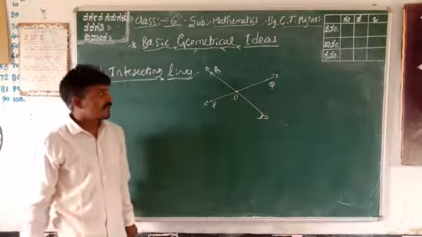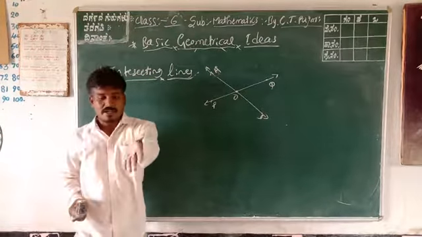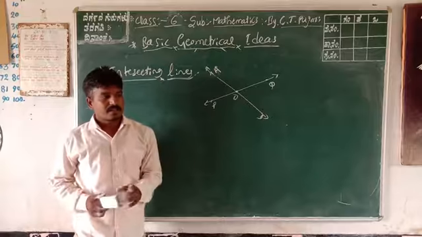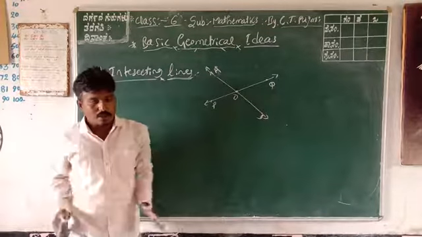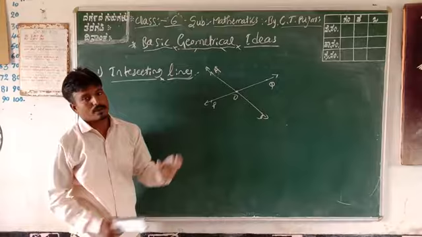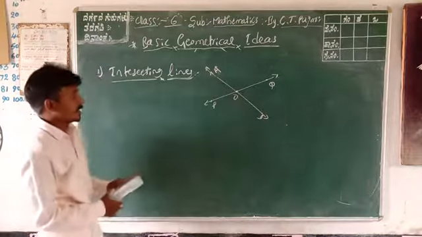For example, in your colony, two roads cross each other. Two roads cross at a section, so they are intersecting roads. This is like intersecting lines.